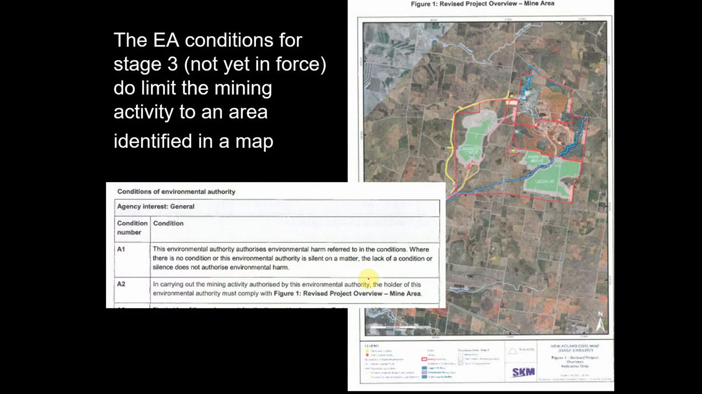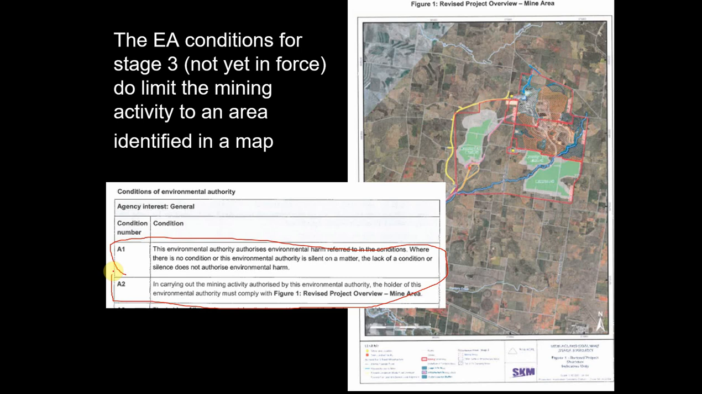Now the environmental authority has been granted, but for stage three, but it hasn't commenced, and it won't commence until the mining lease is granted for stage three. That hasn't been done. It attaches a map, but there are still problems with how the condition is worded.